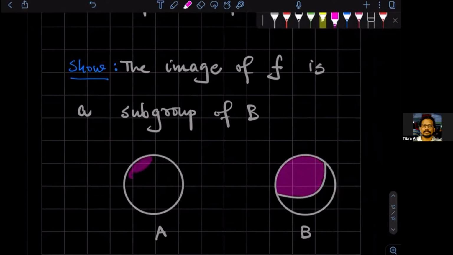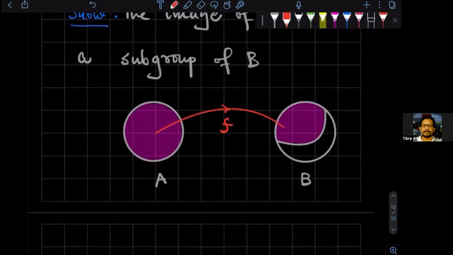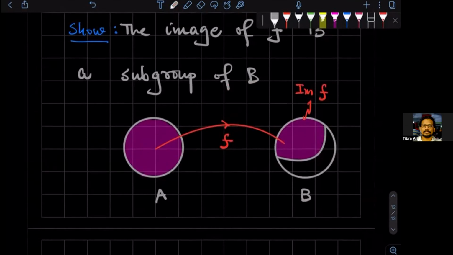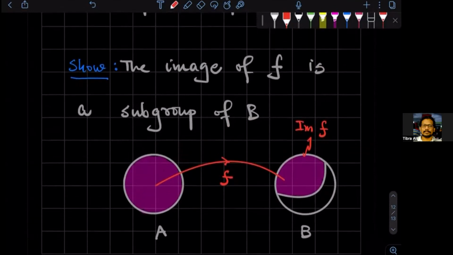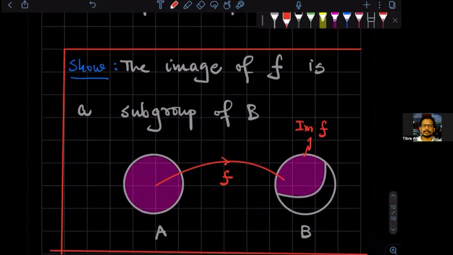So A is all purple, and this all purple maps to the purple subset of B, and this is F. So this purple region is the image of F. This is called the image of the map F. So you have to show that this image of F is itself a subgroup of B. I'm going to define image for you, and then we're going to go on a break.